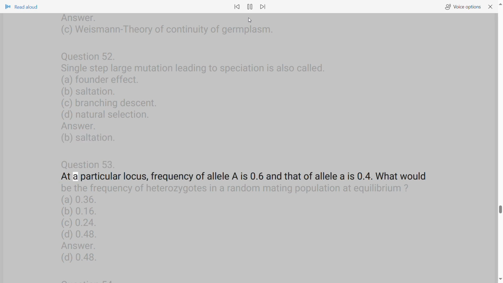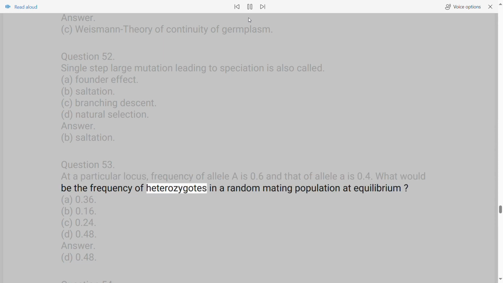Question 53. At a particular locus, frequency of allele A is 0.6 and that of allele a is 0.4. What would be the frequency of heterozygotes in a random mating population at equilibrium? A. 0.36, B. 0.16, C. 0.24, D. 0.48. Answer. D. 0.48.